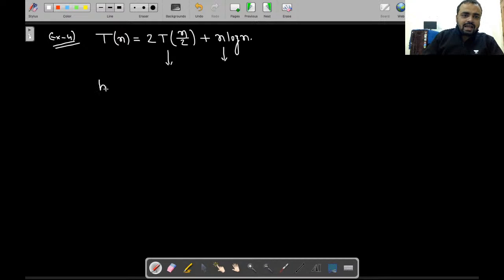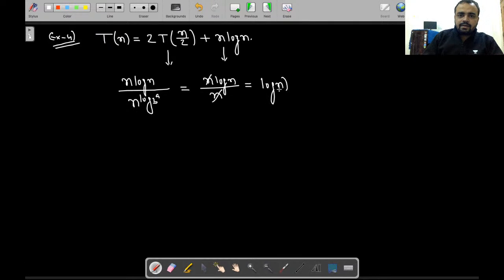So we will calculate the h of u of n in this manner. You don't need to calculate the u of n, you can directly compare n log n divided by n to the power log of a on the base b. This implies n log n divided by n. So n will be cancelled out, it will become log of n. So this is the power 1, meaning i is equal to 1.